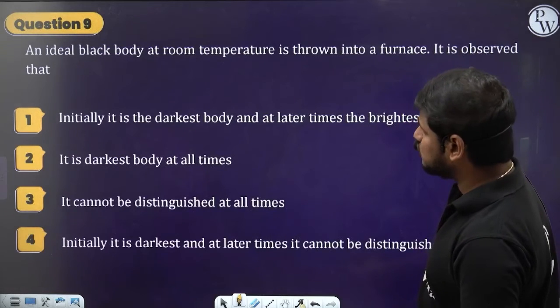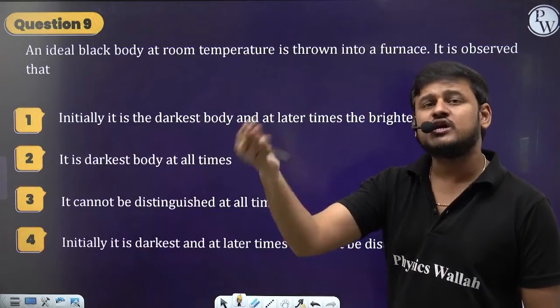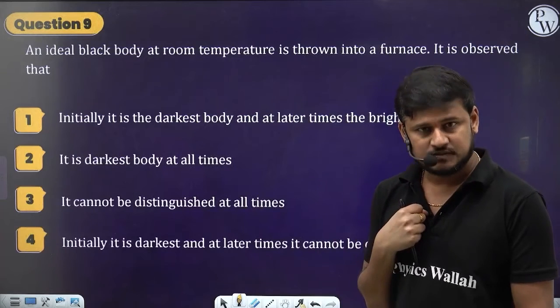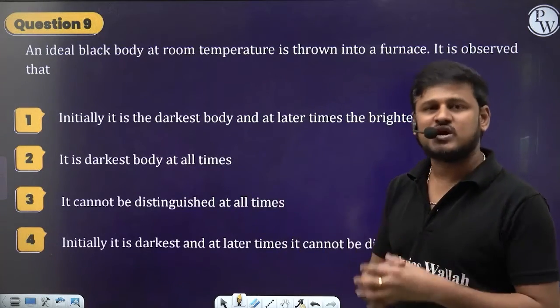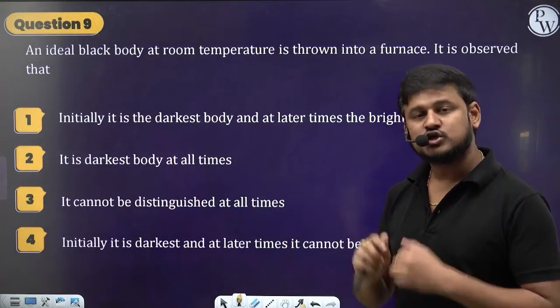So an ideal black body at room temperature is thrown into a furnace. So what happens? It absorbs all the heat first. Then the furnace temperature and the black body's temperature become constant. So equilibrium. Then it emits.